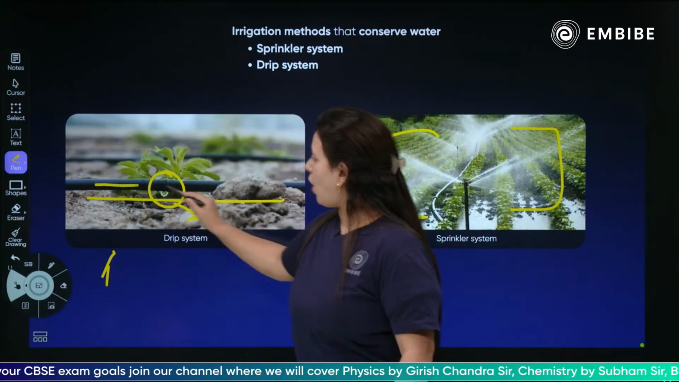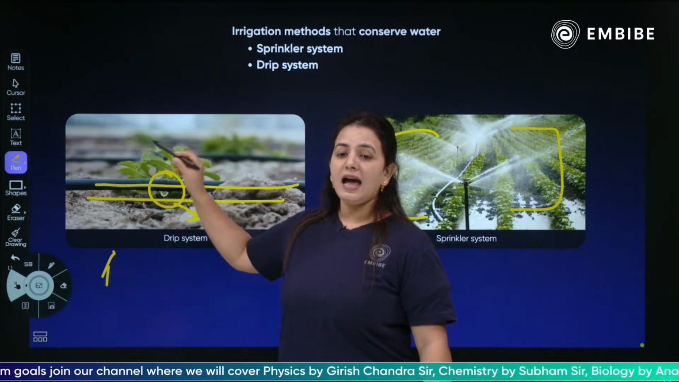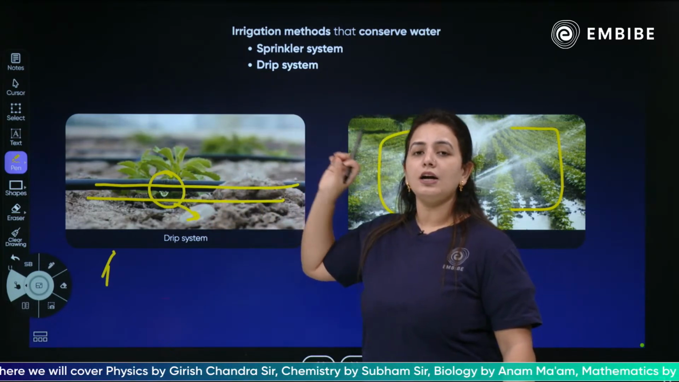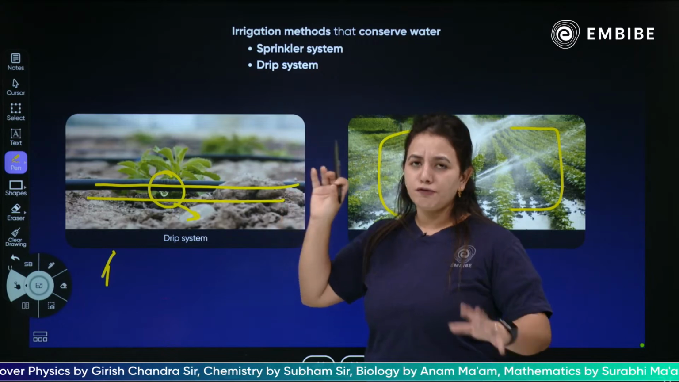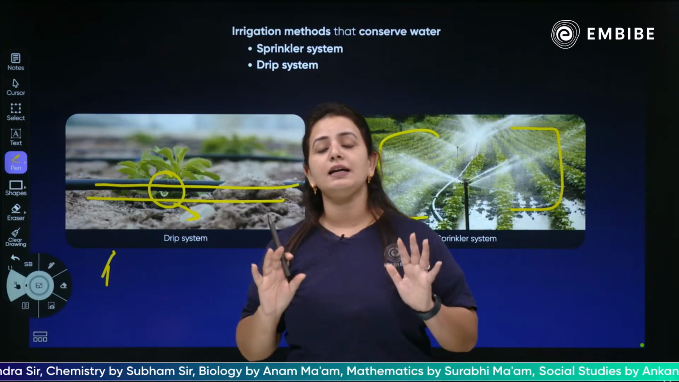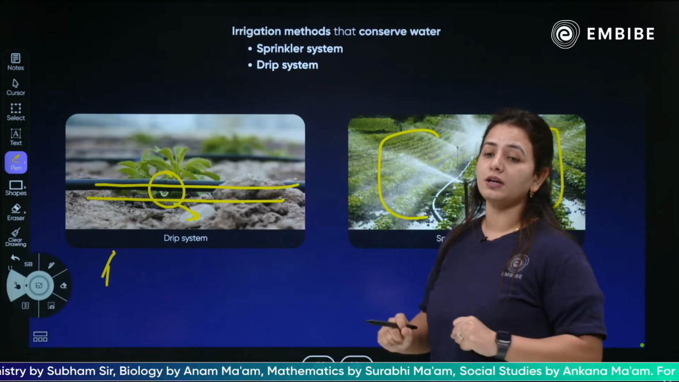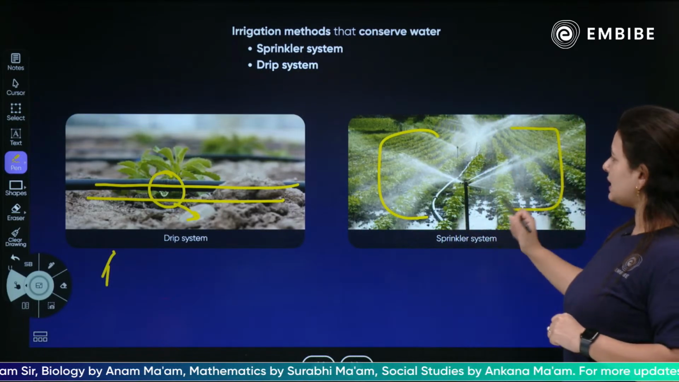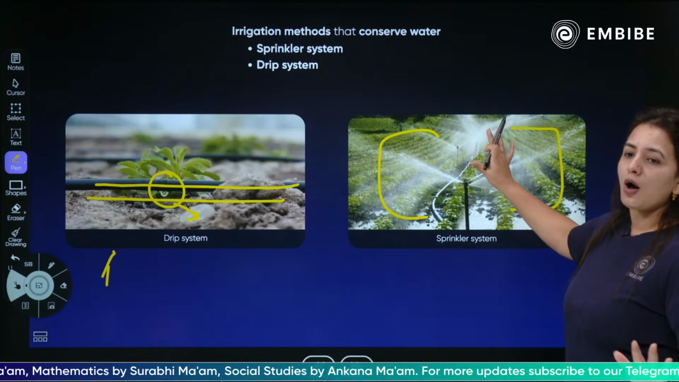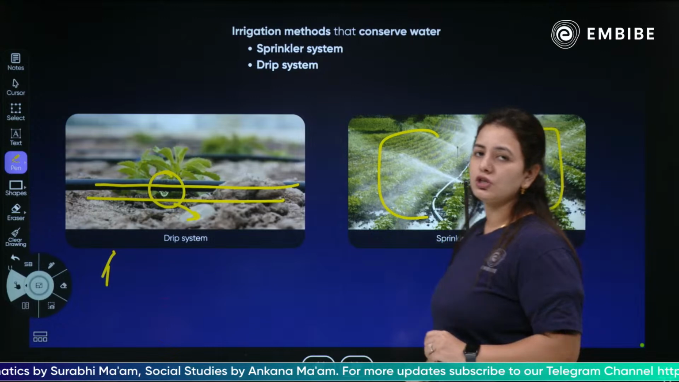As you can see, this is a long pipe running with certain leakages in between which continuously drip water drop by drop. Maybe the flow would be a little high, but it keeps dripping so all the crops can consume that water. We also have a sprinkler system, which continuously sprays water on the crops, and whenever it is not required we can switch it off.